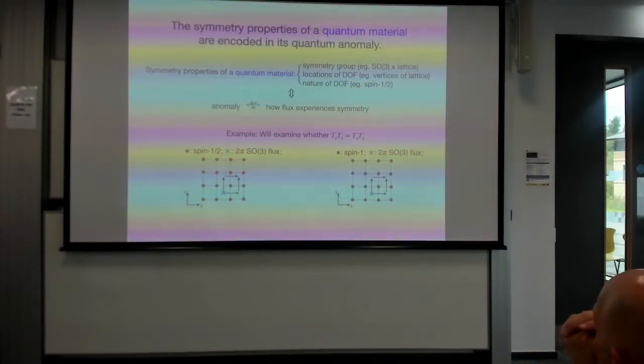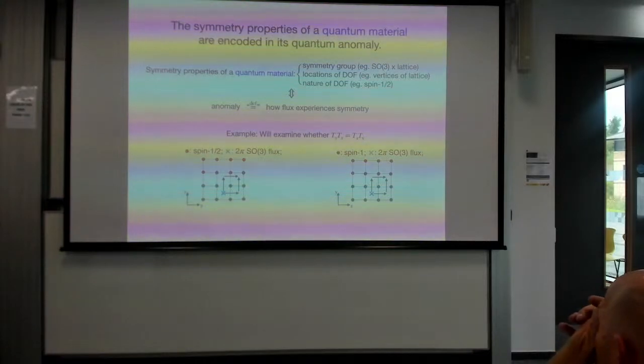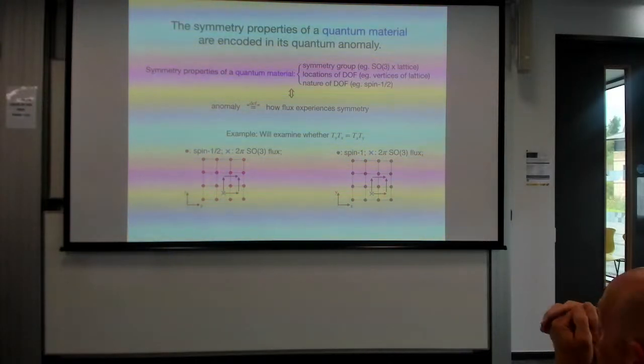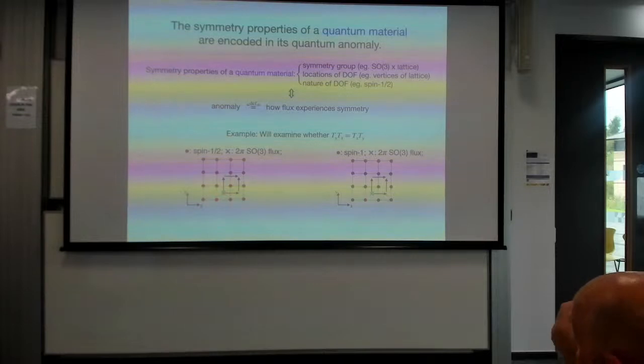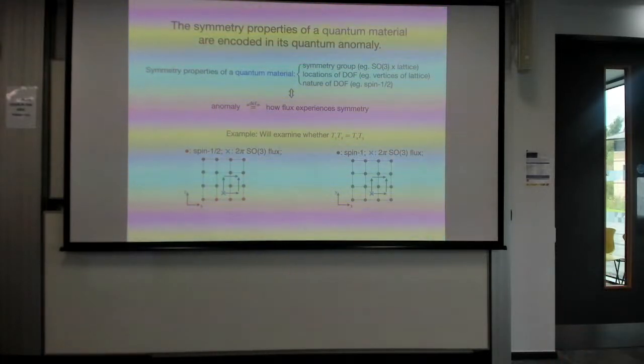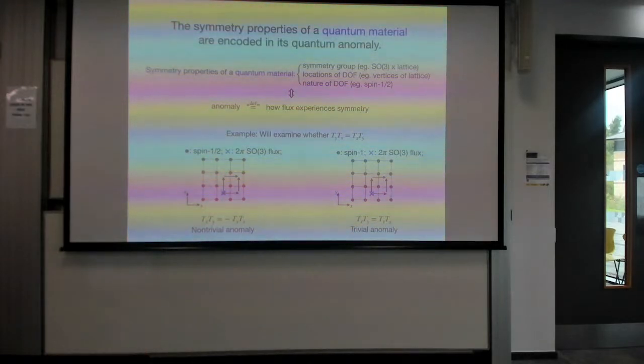In case this concept is unfamiliar, by SO(3) flux I mean the thing created by the SO(3) monopole or instanton. In 2+1 dimensions, this flux is just a point. Now I want to examine whether TxTy and TyTx are the same for the flux. Let's see, I move it along X and then along Y, and I compare the result with moving it along Y and then along X. Now you see, these two trajectories enclose a spin-1/2 in this case, and a spin-1 in the other case. There's an Aharonov-Bohm effect telling us that if this is spin-1/2, then there's a minus 1 Aharonov-Bohm phase factor, but the phase factor for the spin-1 case is plus 1.